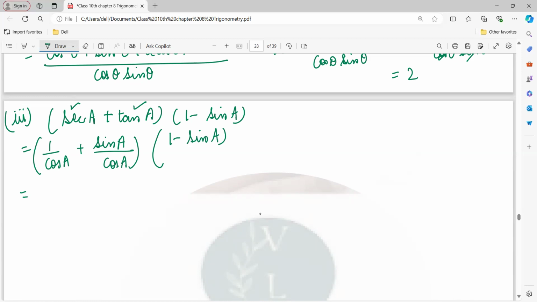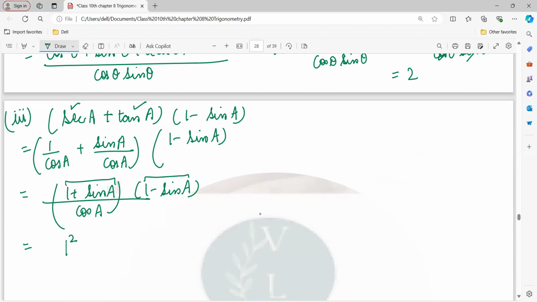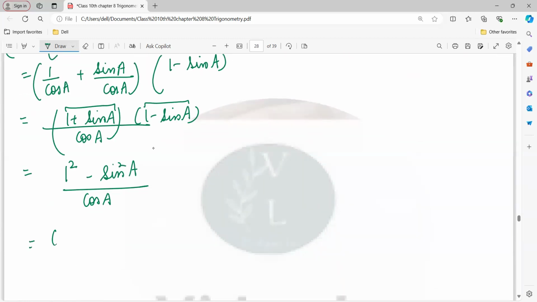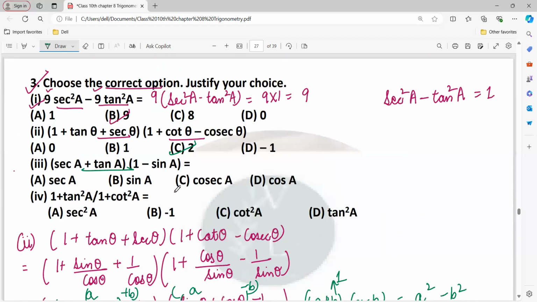Now, in the left bracket, we'll take the LCM and we get 1 plus sine A upon cos A into 1 minus sine A. Now, we have A plus B into A minus B, that is A square minus B square upon cos A. Now, 1 minus sine square A is equal to cos square A, divided by cos A. So cos A into cos square A, here we'll cancel one cos. So we are left with cos A. So option D is the correct answer, right?